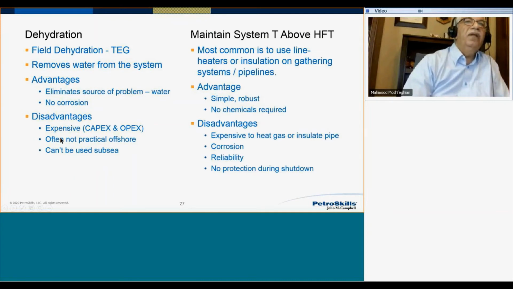On the other hand, for maintaining system temperature above HFT, the most common approach is to use a line heater or insulation on the gathering system or pipeline. Advantage: simple and robust, no chemical required. But negative aspects: it's expensive to heat gas or insulate the pipeline. It may pose corrosion; generally, the higher the temperature, the more chance of corrosion. Another issue is reliability, and also no production during shutdown. No protection during shutdown, so we have to have a backup system.